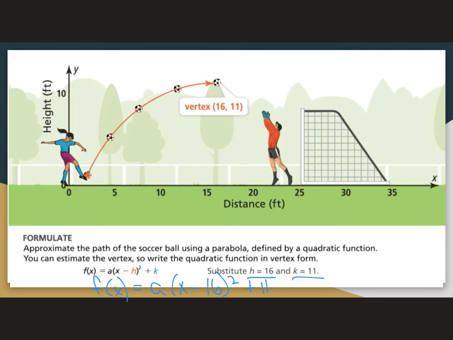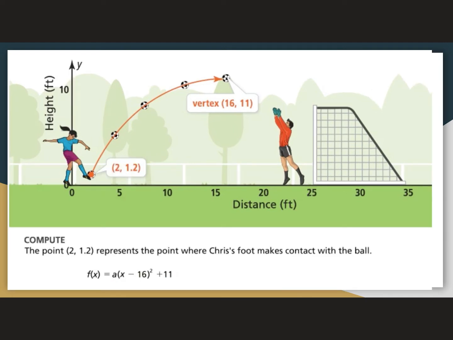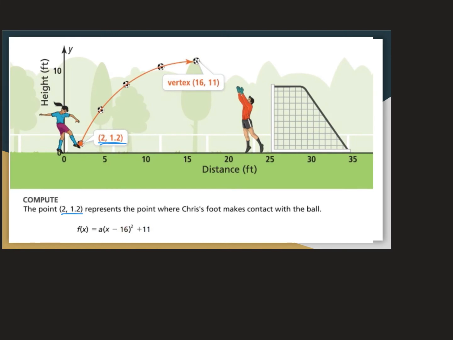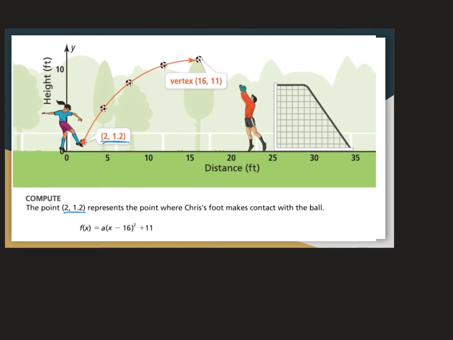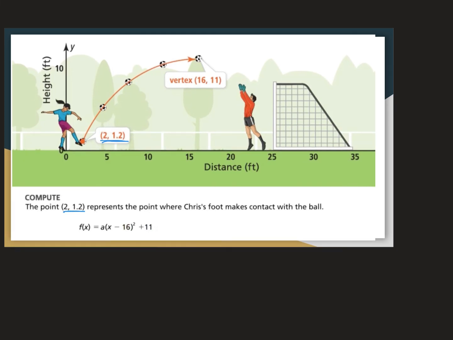After that, we still need to find our value of a. So in order to do that, we can estimate the point where Chris kicks the ball. We're going to use that point to put in our x and our f of x to find the value of a. So when I put in, forgot to change back to that, 1.2 equals a times 2 minus 16 squared plus 11.